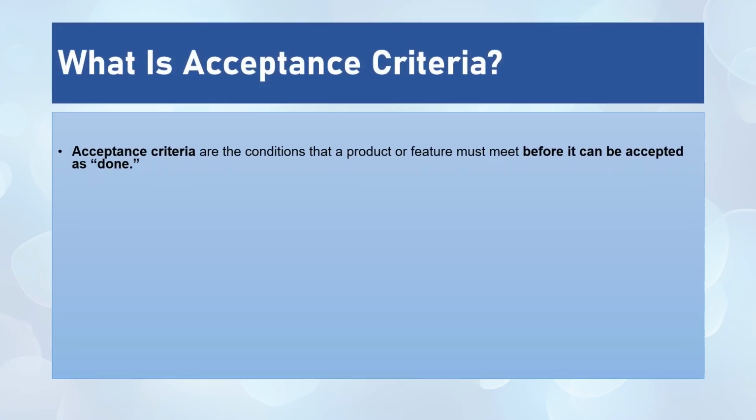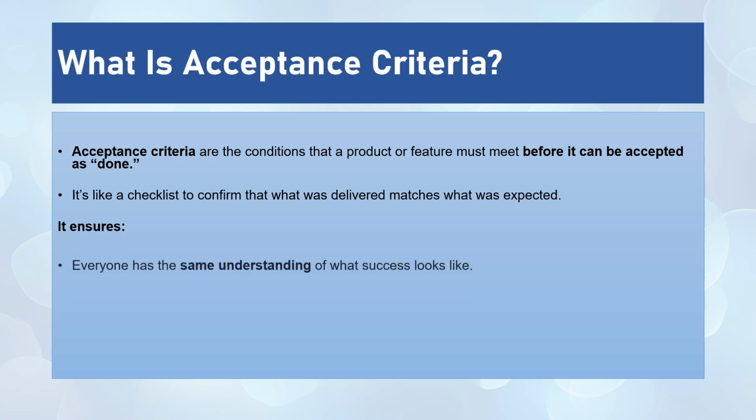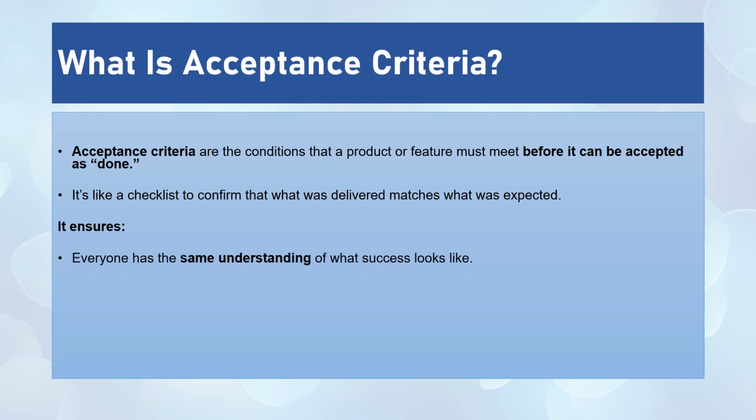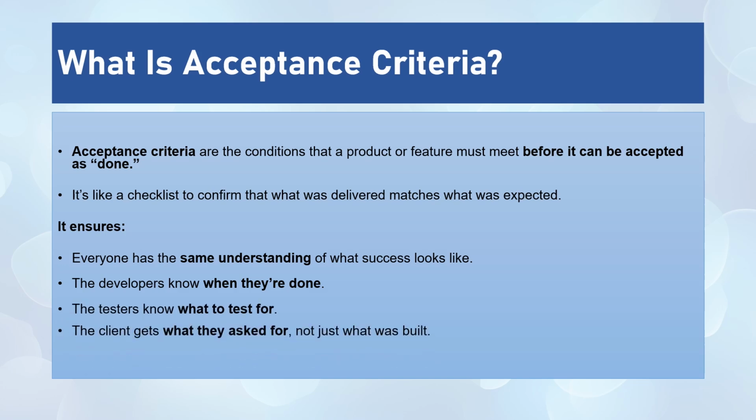I'm sure you can see that by specifying these acceptance criteria, you've removed the vagueness from the user story. You've created boxes, as it were, that must be ticked for that user story to be marked as done. So that means that acceptance criteria are the conditions that a user story must meet for it to be marked or accepted as done. It's like a checklist that you use to confirm that what was delivered matches what was expected. It ensures that everyone has a clear understanding of what success looks like. It ensures that the developers know when they are done, and even the testers know exactly what to test for. And then the client gets exactly what they asked for and not just what some person thought to build.